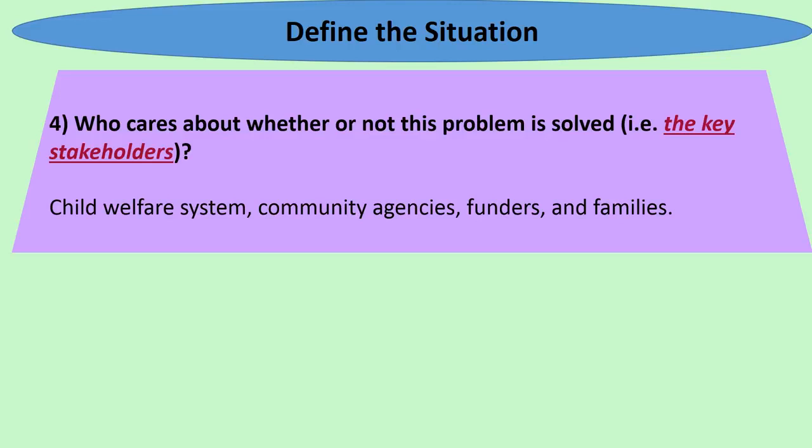Key stakeholders are defined as people or organizations that have an investment in solving the problem through the program's activities. In this example, the stakeholders include the public child welfare system, who receives the reports of child maltreatment. These professionals are responsible for referring families who are eligible for services to the parent training classes. Other key stakeholders are professionals in the community agencies who provide the parent training services to the parents, the funders who help provide the money necessary to deliver the program, and the families who participate in the services.